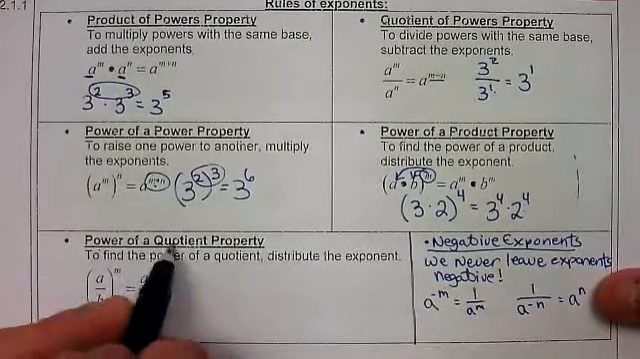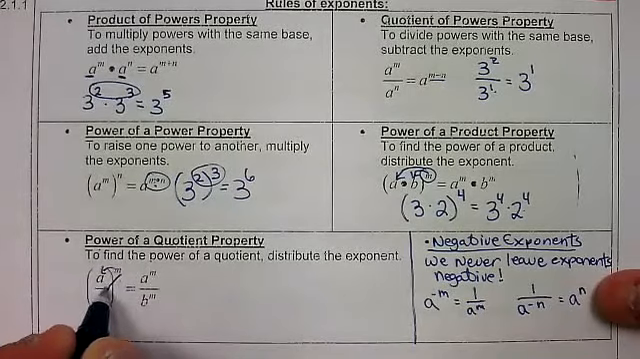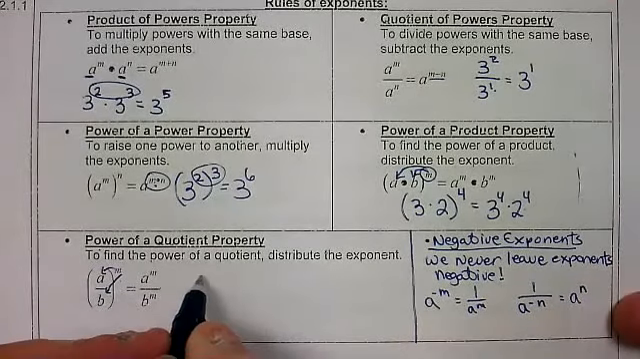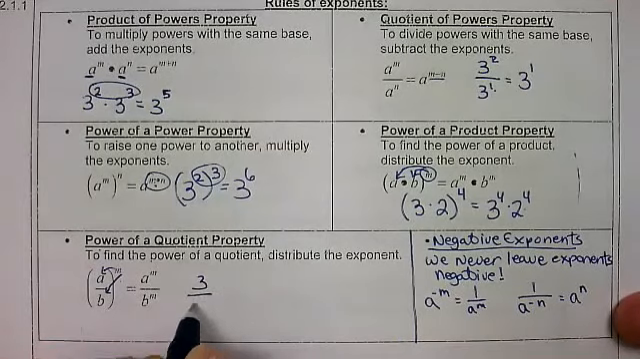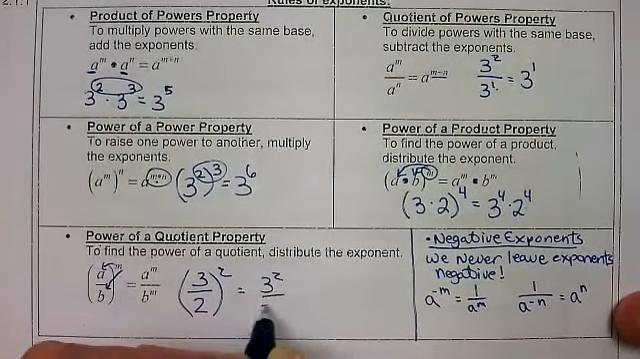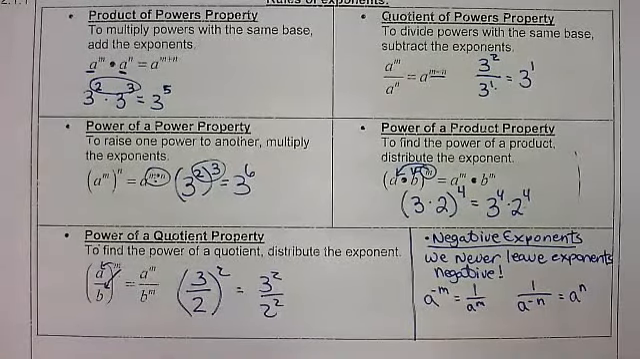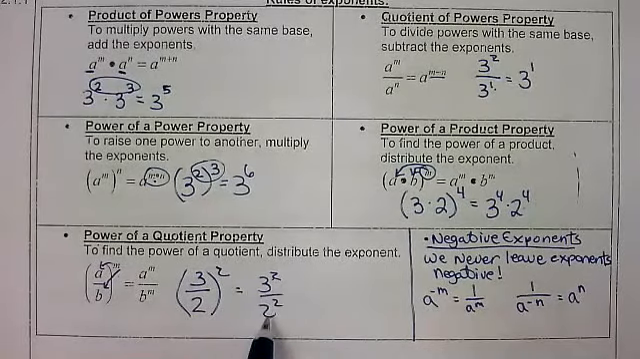And the same thing, the power of a quotient property. I'm just distributing this power to both of those. So if I have, I don't know, 3/2 squared, that would be 3 squared over 2 squared. In this case, I could simplify that, but I'm not going to. So 3 squared would be 9 over 2 squared, which would be 4.